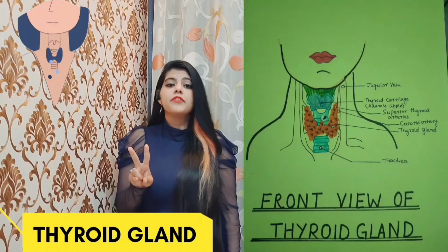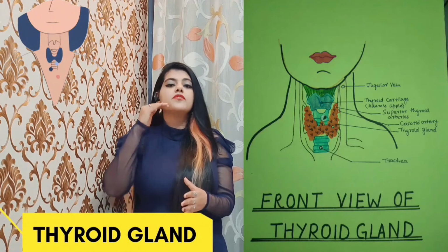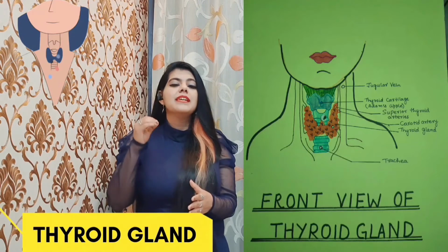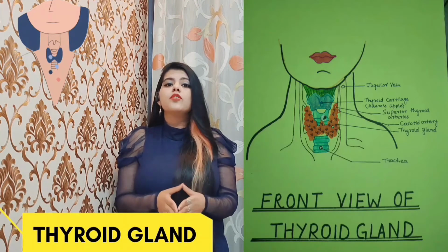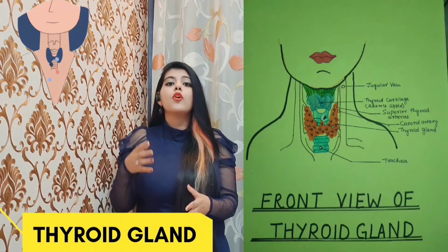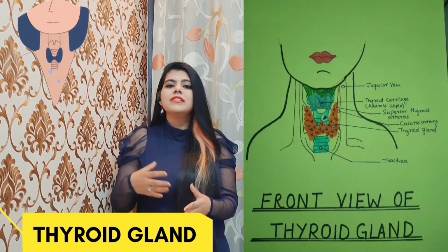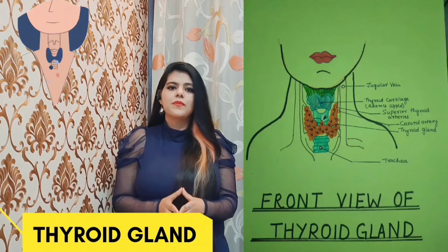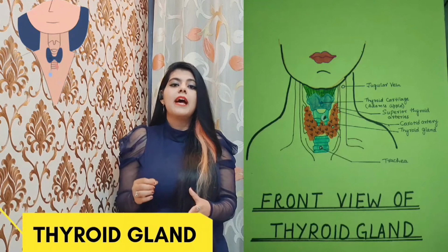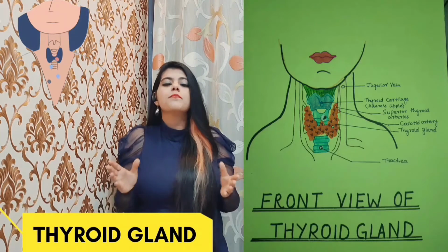The second special feature of the thyroid gland is that it's the only endocrine gland which is present superficially, and that's why it is accessible for physical assessment. It is the only endocrine gland which depends upon the external environment for the raw material. For example, it requires iodine for the synthesis of the hormones. The last point regarding the special features of the thyroid gland is that it is the only organ in the body which has the richest blood flow.